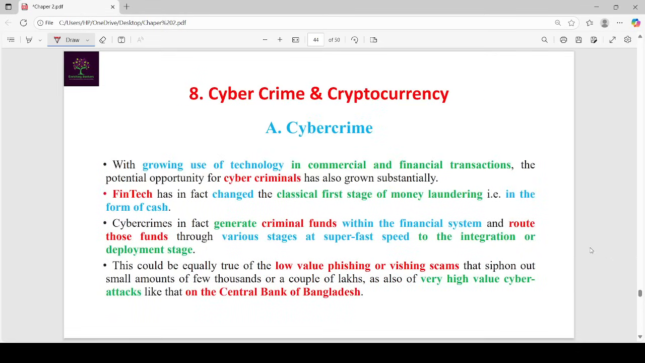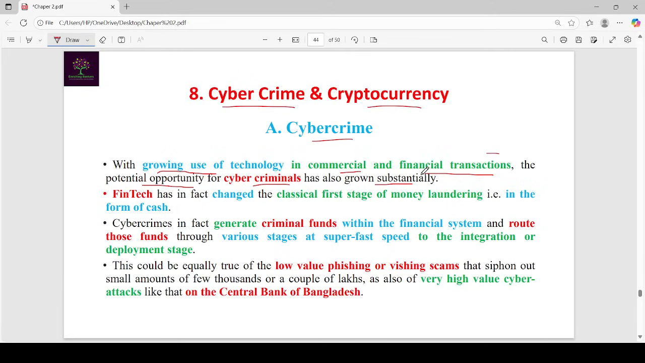Next method is cybercrime, under the category of cybercrime and cryptocurrency. With growing use of technology in commercial and financial transactions, the potential opportunity for cyber criminals has also grown substantially.